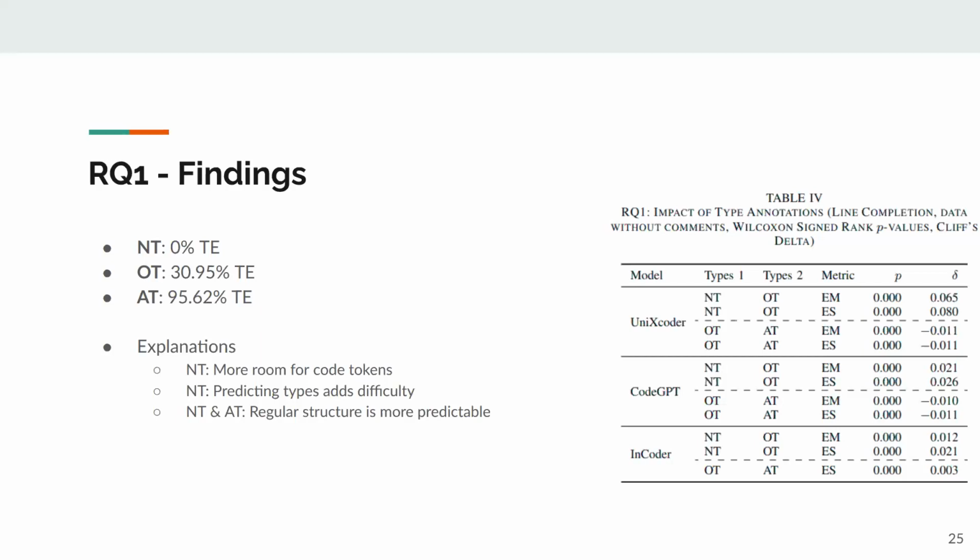So that's it for research question 1, where we consider type annotations. So in short, it seems like removing type annotations actually improves the performance of these models.